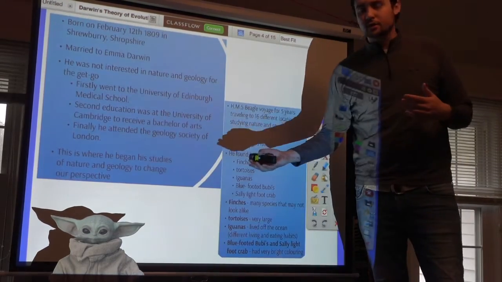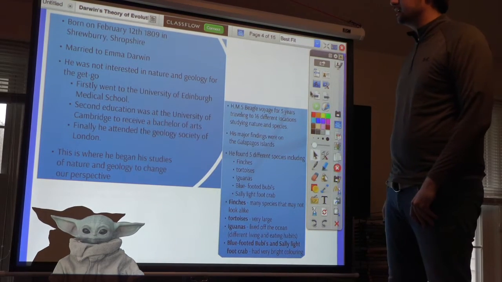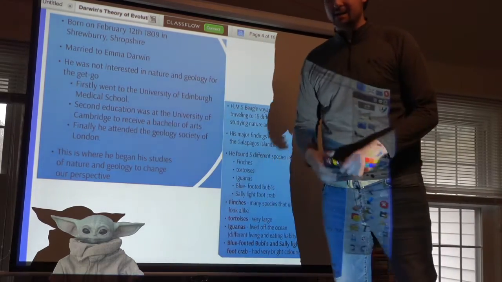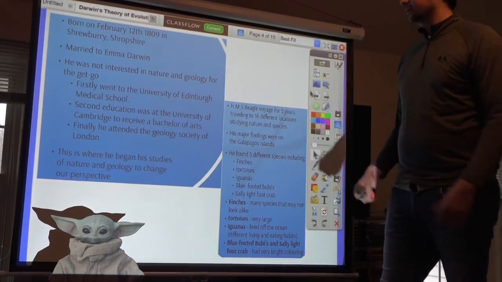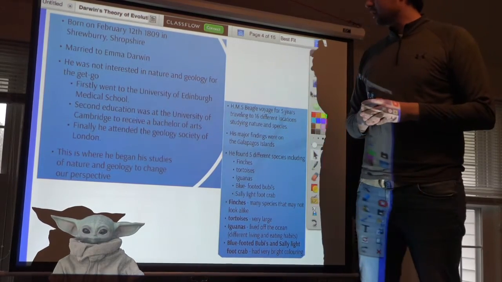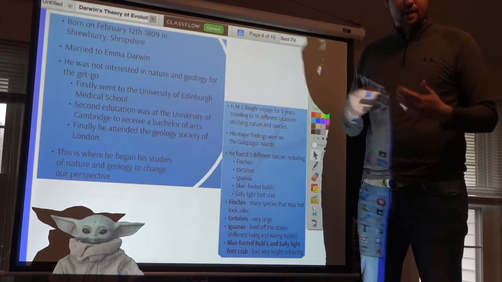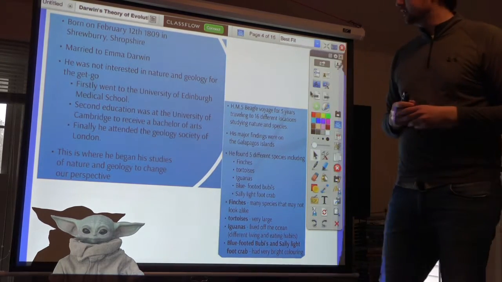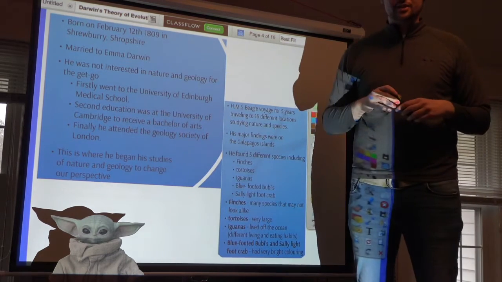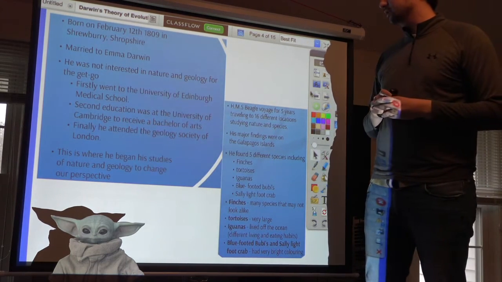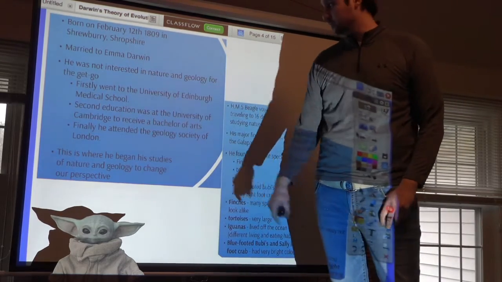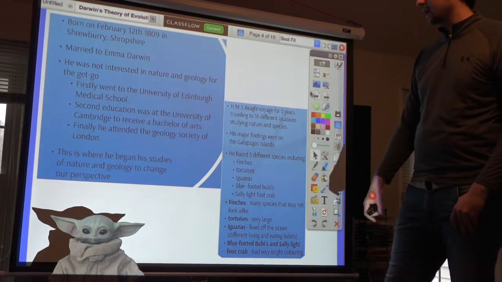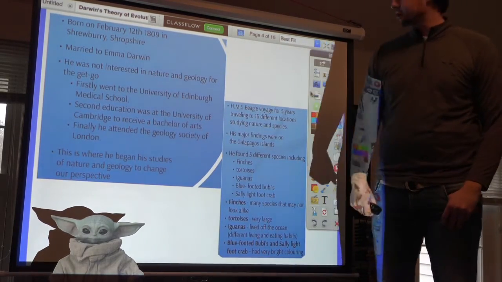A little bit more about Charles Darwin. He was born February 12th, 1809. He was married to Emma Darwin. Notice that the name is the same. That is actually his first cousin. So there was a more acceptable rate of marrying within the family back in the 1800s than there obviously is now. He originally was not interested at all in exploring nature or geology. He wanted to become a doctor. So he went to the University of Edinburgh, which was a medical school, and then later he began his studies and his love for nature and geology.